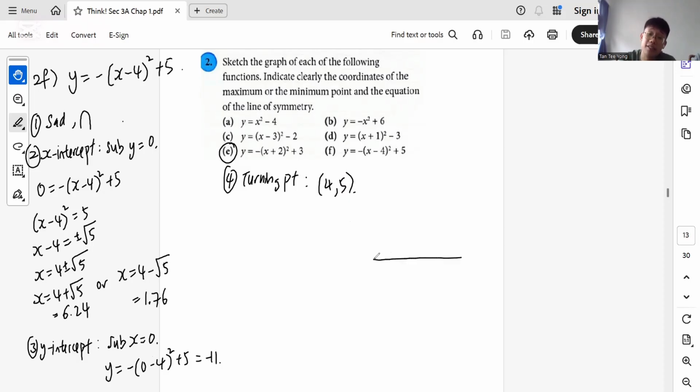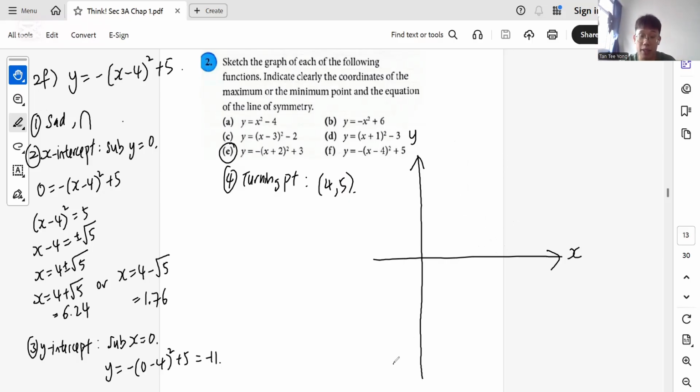Okay, so now we can sketch already. Great. Sad face, fine. The x-intercepts are both positive, so it's going to be cutting only on the right side. Then I should draw the axis more to the left, since my x-intercepts are all on the right. My turning point is all here. So very simple already, it's just going to be like that.